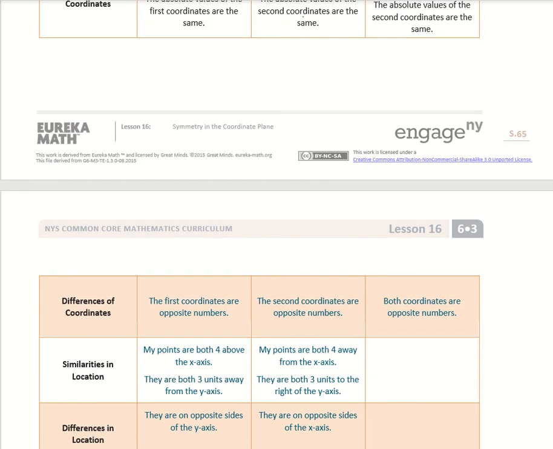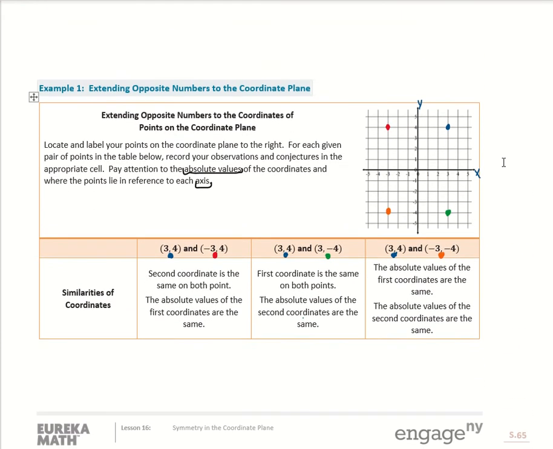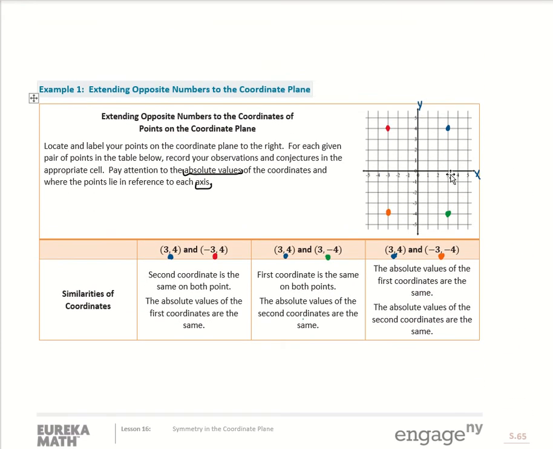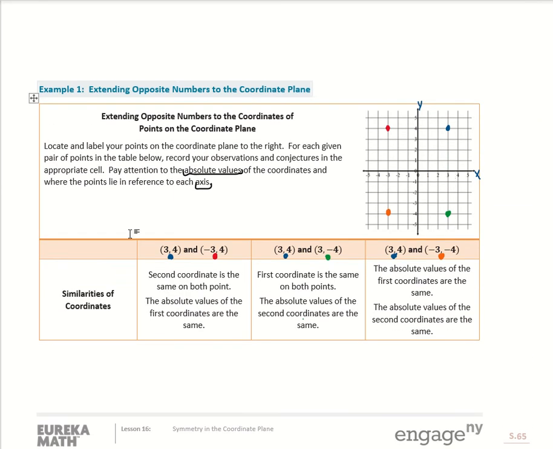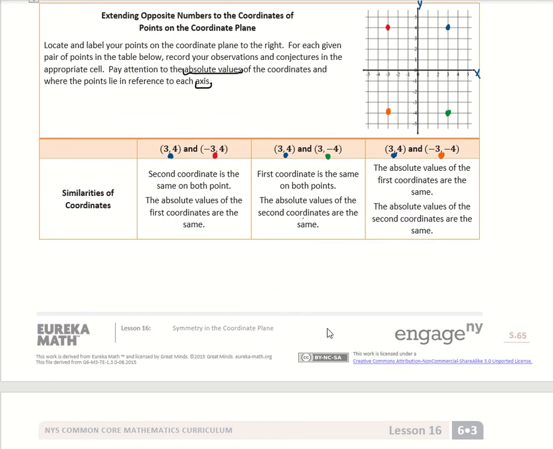Looking at location, let's see where this one is. This one's 3 to the right, 4 up. This one's 3 to the left, 4 down. Well, I'm still following that same pattern of 3 horizontal and 4 vertical. If I'm going to talk about distance from my axes, this one is 4 away from the x-axis. This one's 4 away from the x-axis. This one's 3 away from the y-axis. This one's 3 away from the y-axis. So they're the same distances away from the axes.